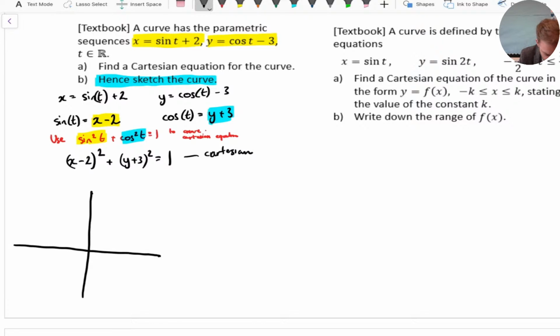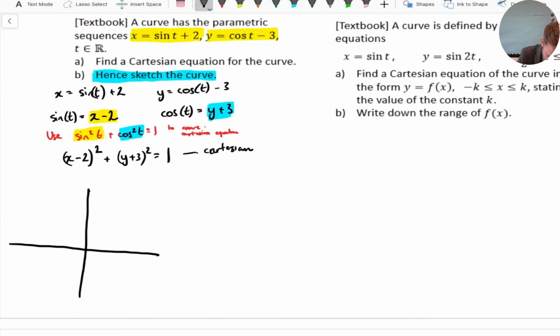And in this axis, I need to go right by 2 and down by 3. So your centre is going to be (2, -3). And our radius is going to be equal to 1, because it's 1 squared.